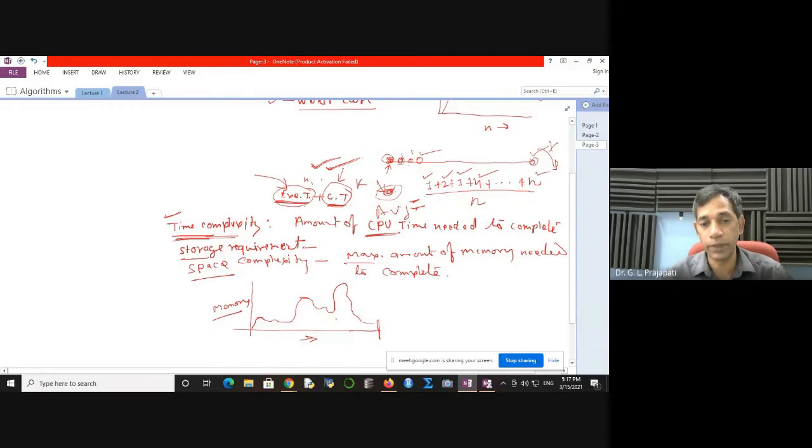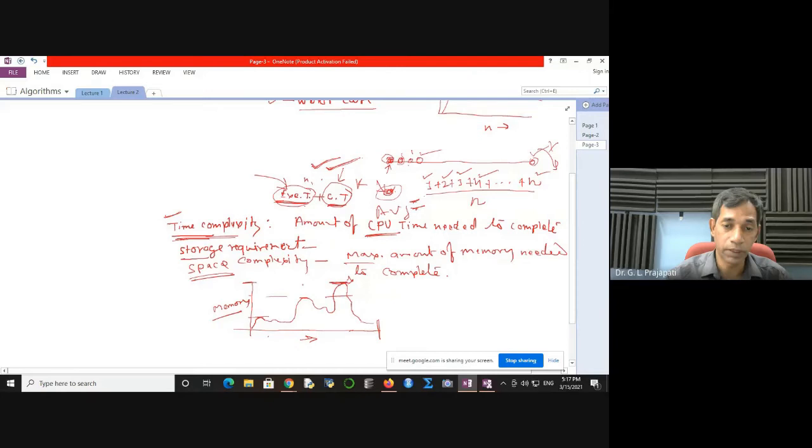So see, if you want to run your algorithm, then you need to know that sometimes you require this memory, and sometimes you may require this amount of memory. But what is the maximum amount of memory you need for completion? If you don't have this much, you cannot run this part. If you are not able to run this part, your algorithm will not complete. So when we talk about the space complexity of an algorithm, this is the maximum memory requirement of your algorithm. This is the amount of memory you need to complete your algorithm.